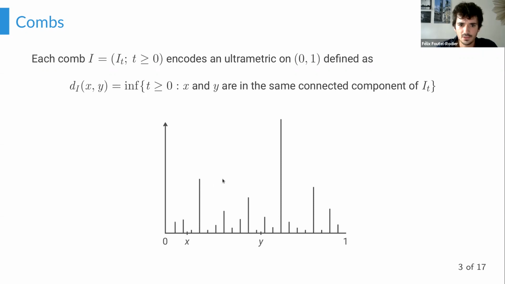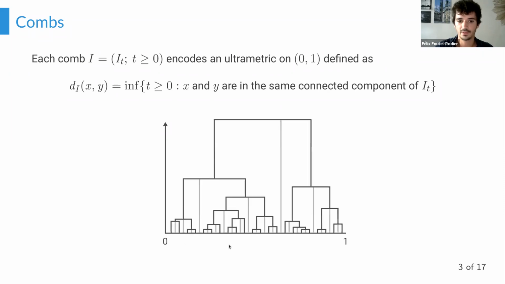I was also telling you that there's a connection between trees and ultrametric spaces. And I can draw very easily from this comb representation the tree corresponding to this distance, and it's just given by this tree. There's a procedure to do that that I'm not going to describe, but it's not very hard.